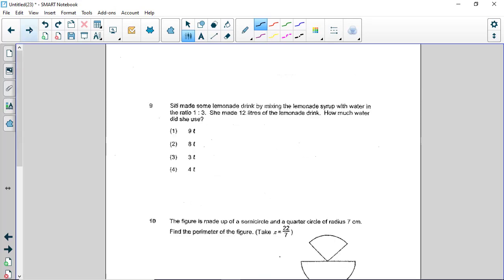Sally makes some lemonade drink by mixing the lemon syrup with water in the ratio 1:3. And she made 12 liters of the lemonade drink. So how much water did she use? Now, some of you are stuck because you didn't have something like this. You have the syrup with the water, right? But you are stuck. Why are you stuck? Because you put 1:3 and you don't know how to continue.